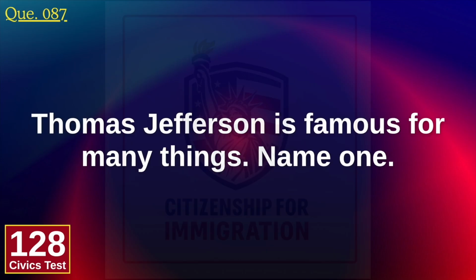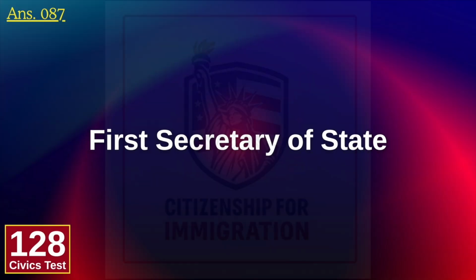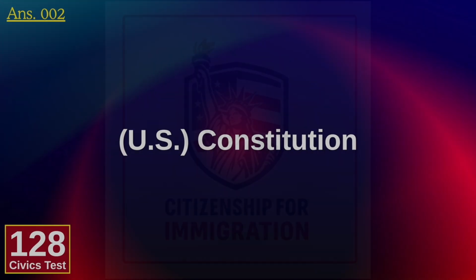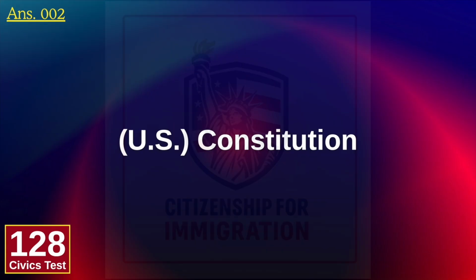Thomas Jefferson is famous for many things. Name one. First Secretary of State. What is the supreme law of the land? U.S. Constitution.